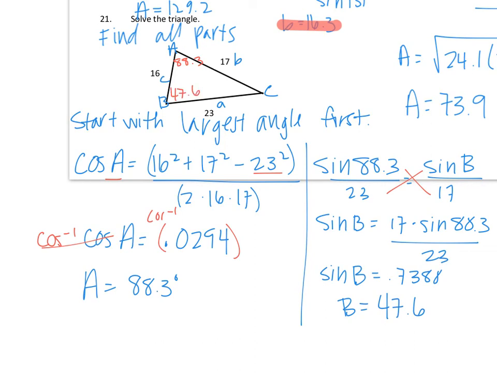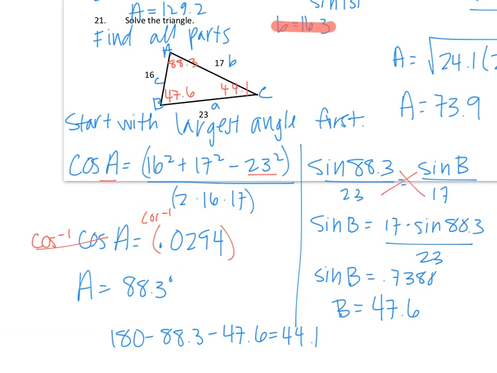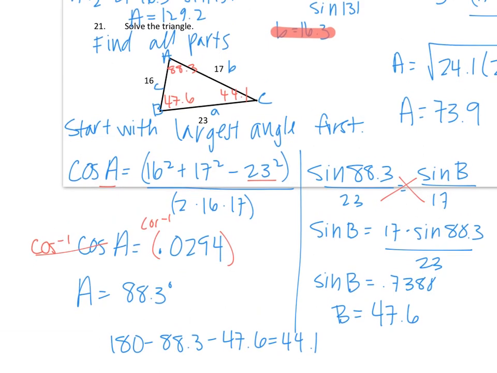For the last one, I'm not even going to use any trig. I'm just going to use 180 minus the two angles we already found. I got 44.1. And there we go. The triangle has been solved. All its parts are labeled and identified.